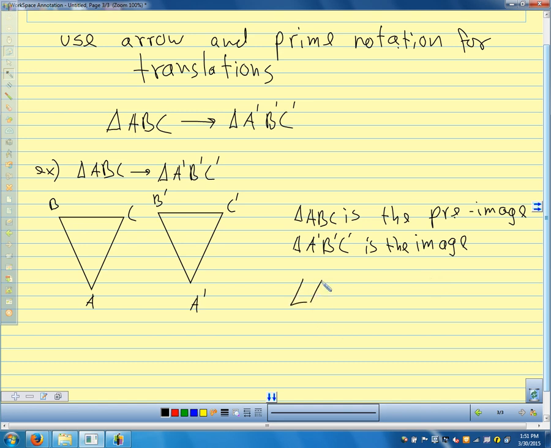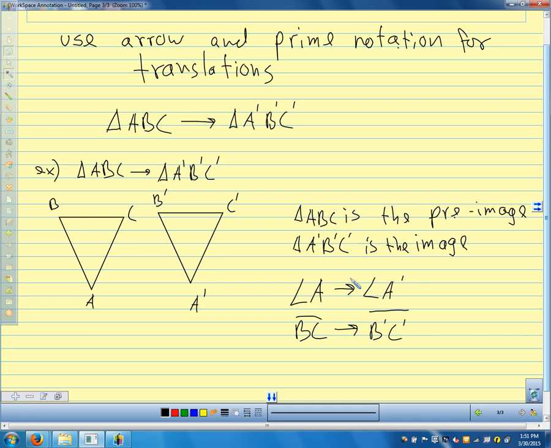Angle A transforms to what angle? A prime. That's what this tells us. A transforms to A prime. Segment BC transforms to which segment? B prime, C prime. So each point in the pre-image transforms into some point on the image. Each segment transforms to a segment, each angle transforms to an angle, etc., etc. We could match up all the different pieces of these two triangles.